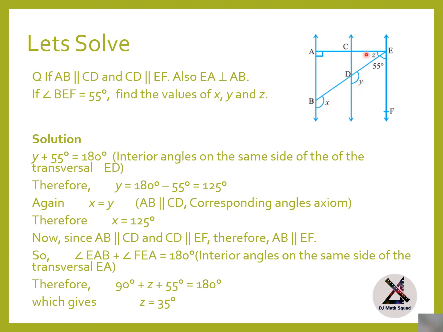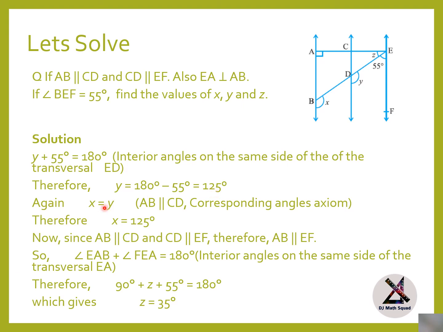You are supposed to find X, Y, and Z. Right? Now, the first thing we are taking, we are saying that Y plus 55 is 180. See here, Y plus 55. Why? Because they are co-interior angles, the interior angles on the same side of the transversal. So Y plus 55 has to be 180. So from here we can find Y equal to 180 minus 55, which is 125.